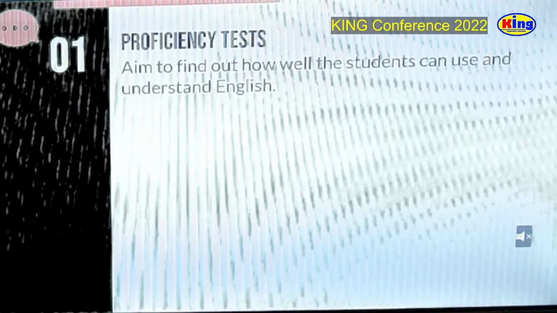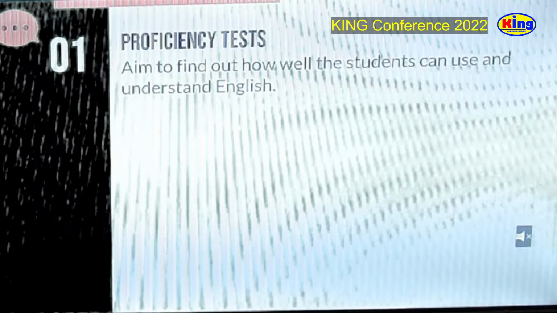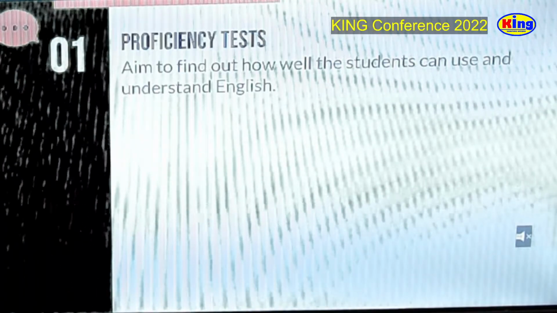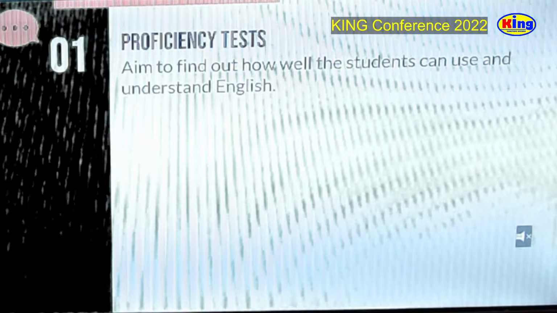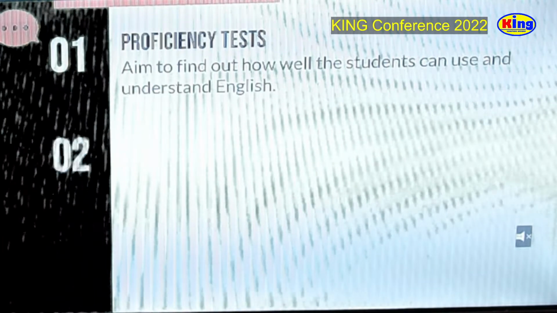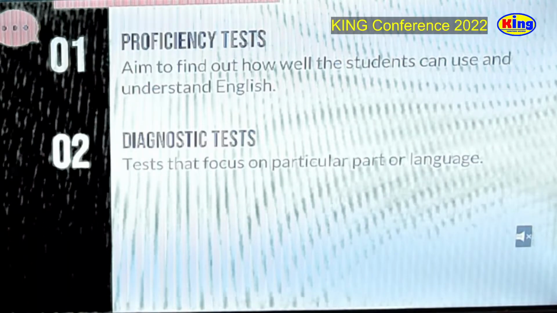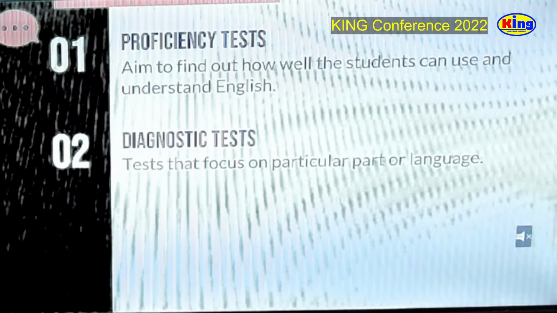Okay, second one, kinds of tests. First one, we have the proficiency test. What is a proficiency test? The aim is to find out how well the students can use and understand English. That is the proficiency test. Number two, diagnostic test. The test that focuses on a particular part of language.